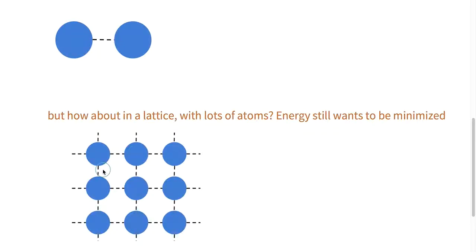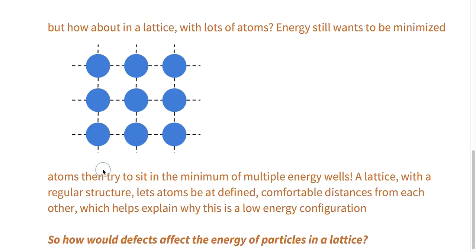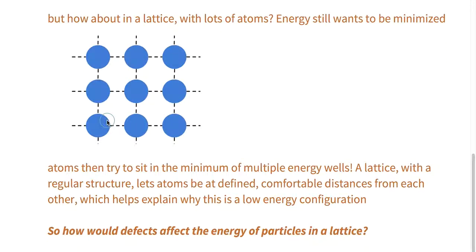But how about in a lattice, where there are a lot of atoms? Energy still does want to be minimized. So these atoms try to minimize energies by sitting in multiple energy wells with their neighbors. Also, it's good to remember that an atom will be interacting with this one, and this one, and this one, and just all the atoms around it, although the effects will probably become smaller as the distance between atoms increases.